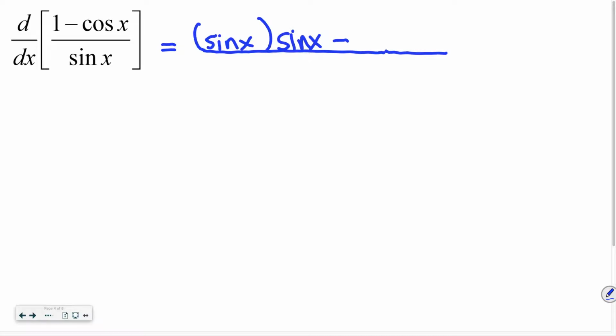Minus numerator times the derivative of our denominator, all over the denominator squared. We could make that look prettier, right? We don't have to, but we could.